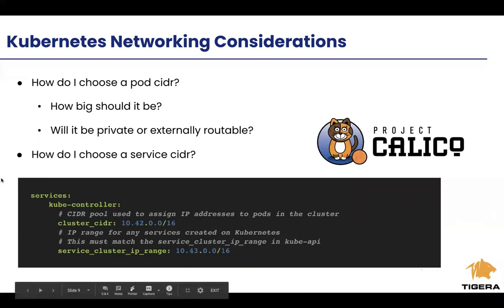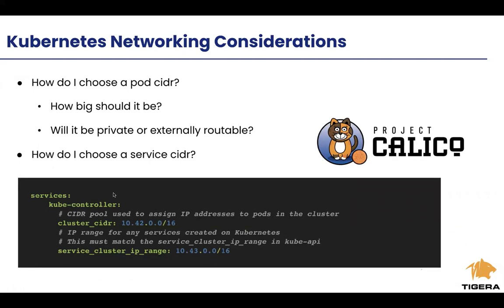What you see on the bottom is the YAML configuration from Rancher to define your cluster. It's important to think about what to select for your pod CIDR and service CIDR. What range you use is going to depend on a lot of things.